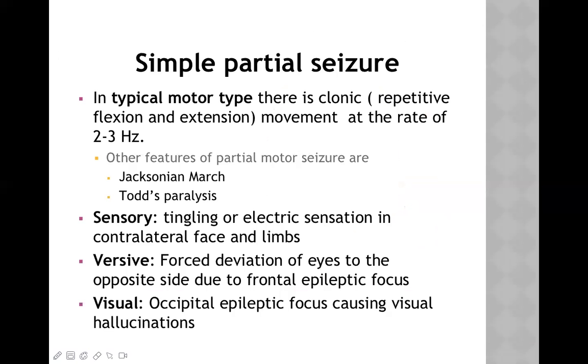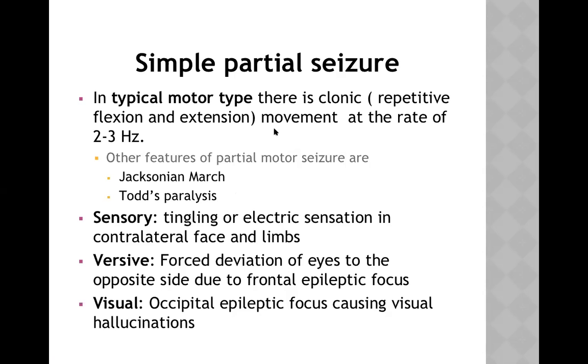Now let's talk about each individual type. We cannot talk in detail regarding everything, but we'll definitely highlight the important points. Regarding the simple partial seizure, in a motor type of simple partial seizure, there is clonic movement, meaning repetitive flexion and extension type of movement at the rate of 2 to 3 Hz. So this is a hallmark of simple partial seizure, clonic type of movement. Other features are Jacksonian march and Todd's paralysis.